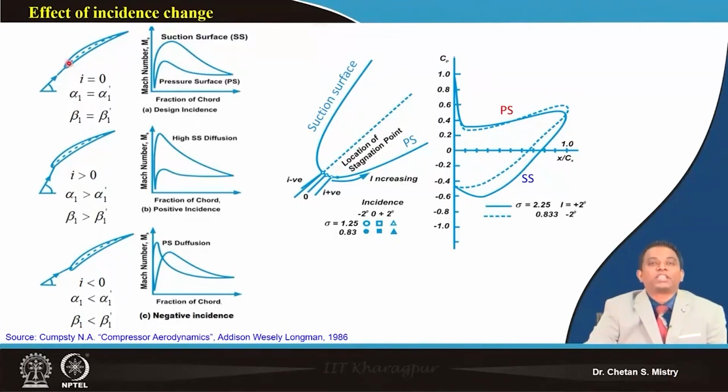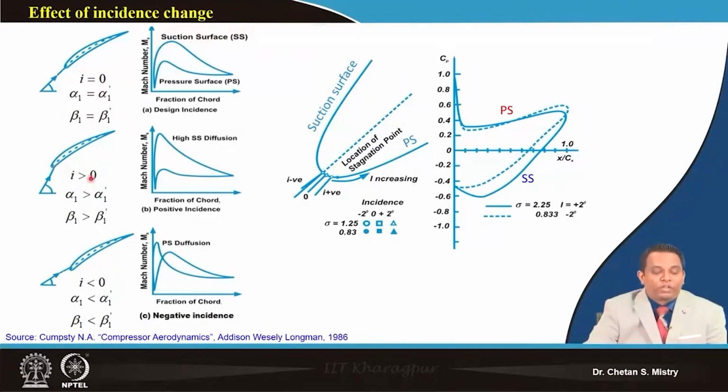Okay, so this is my design condition. My incidence angle is 0. Suppose we consider our incidence angle to be greater than 0. So what will happen? My streamline or my stagnation point is moving towards the pressure surface. Just look at this, this is the meaning of positive incidence angle, or we can say my incidence angle is greater than 0. So we can say here my flow will be incident towards my pressure surface.